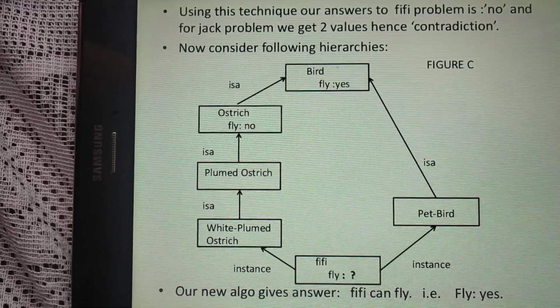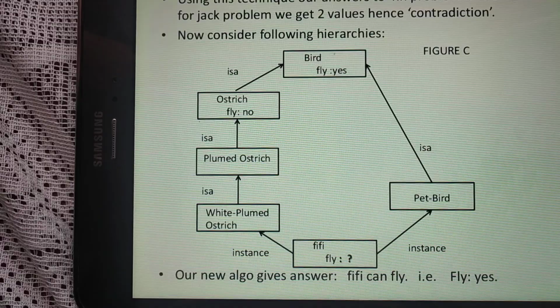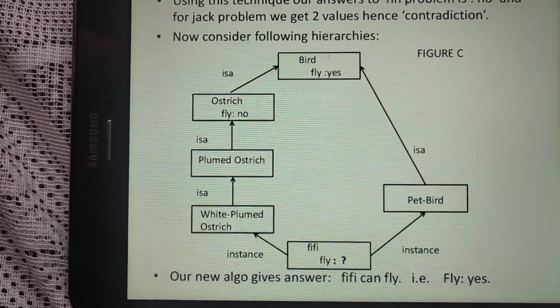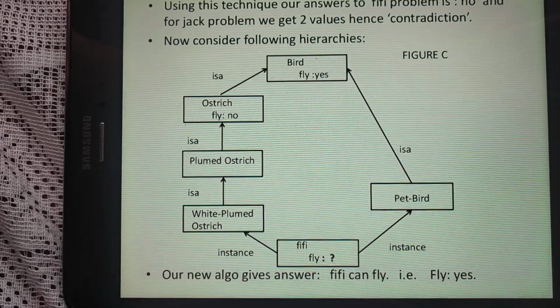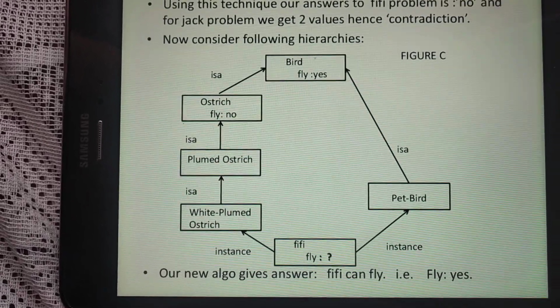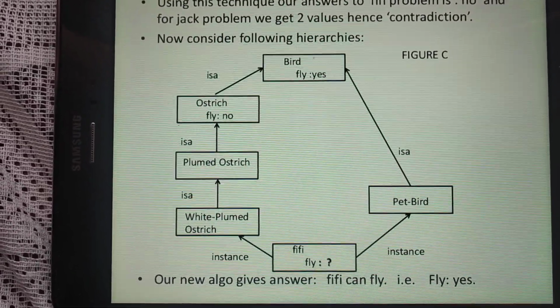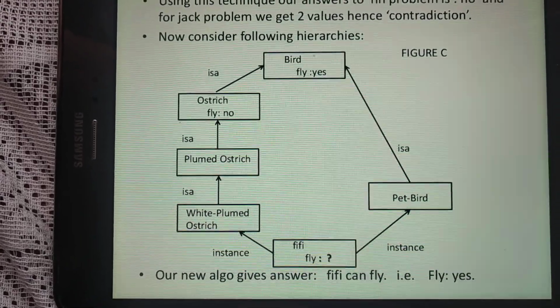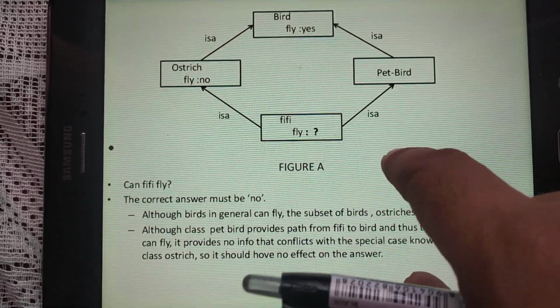Hello friends, let us now continue with our discussion on tangled hierarchies. In my last video, I had just shown you how to modify the inheritance mechanism using the path length algorithm, and then we had seen how this path length algorithm works for figures A and B that we have already seen.